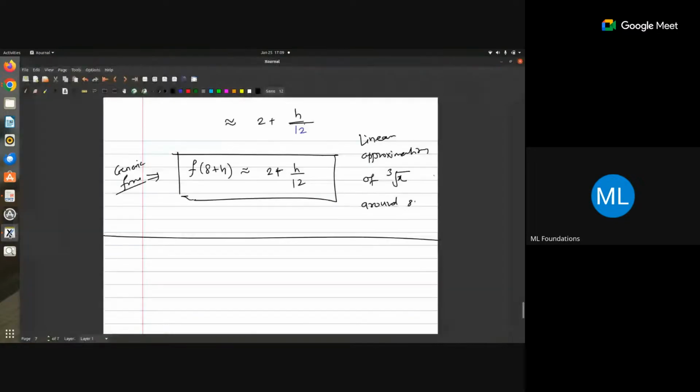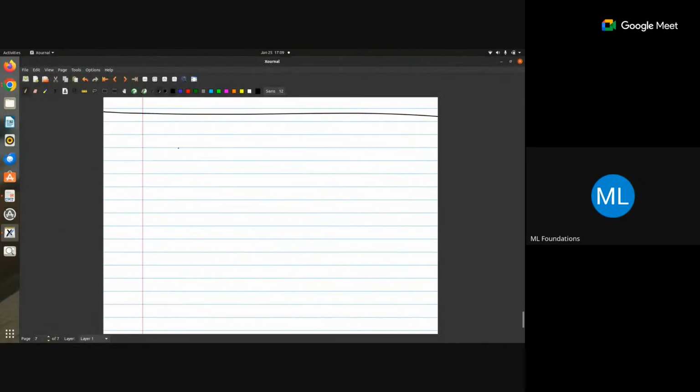So your function is f of x, which is 1 plus x to the power n. And we have to find the linear approximation around x equals 0, right? So for that I need f dash of x. What is f dash of x? n into 1 plus x to the power n minus 1.